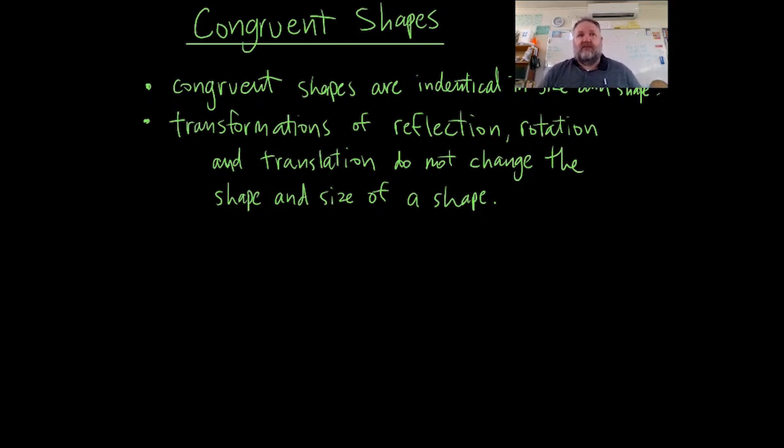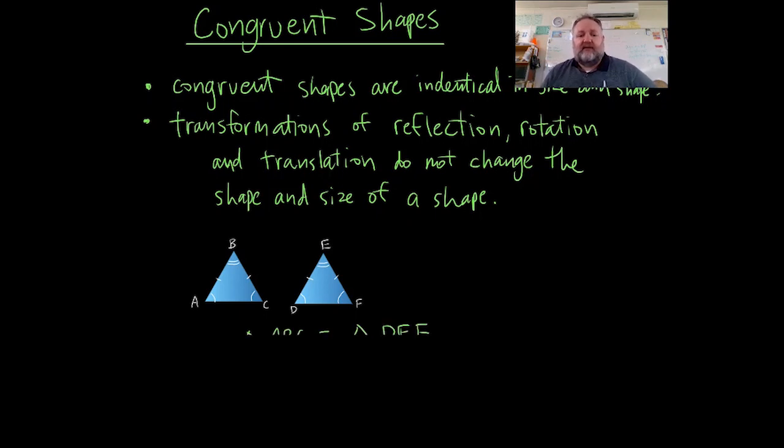So if we have a shape and we rotate it, or reflect it, or translate it to a new position, it doesn't actually change the fact that those shapes are congruent. In our example that I've got set up here, I've got two triangles that are congruent. They are congruent because you can see that the sides and the angles are equal to each other.